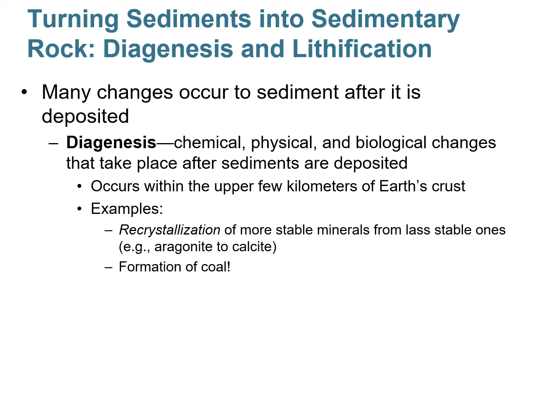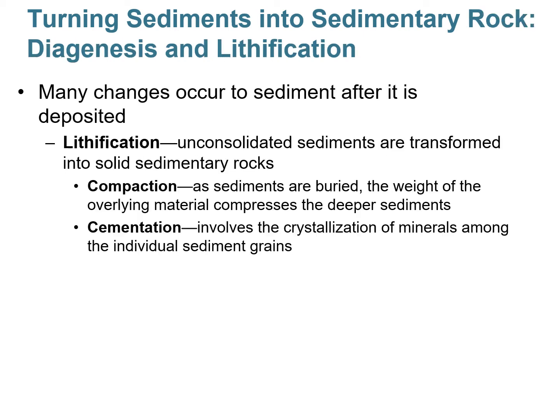Some minerals aren't stable in their current form, so when they're thrust into a new environment, they'll recrystallize into something that is stable. And so another example would be formation of coal. That's a diagenetic process. Okay, so afterwards, the way you go from transported and buried sediment to a sedimentary rock is through lithification. And that's where you have unconsolidated sediments become a sedimentary rock. And that occurs in 2 steps. The first is compaction.